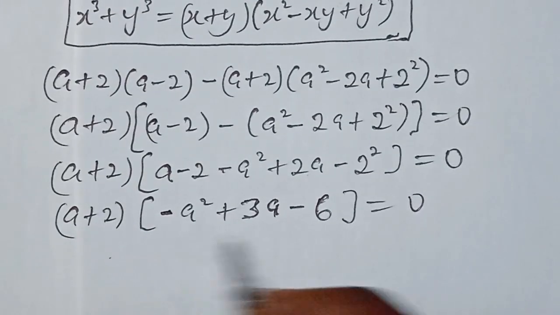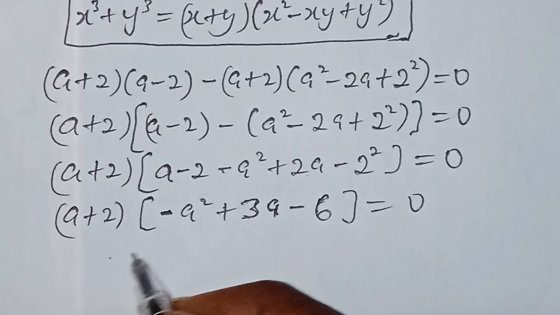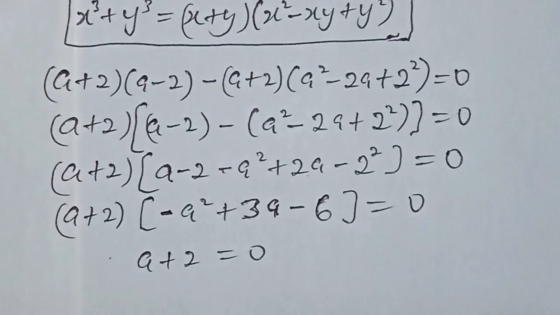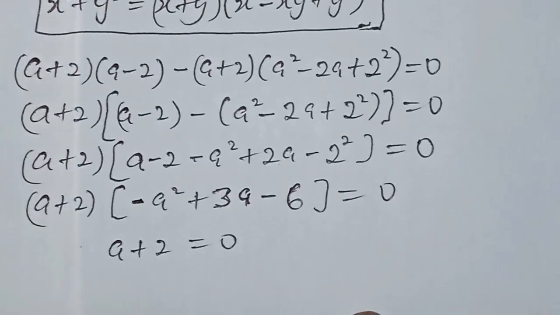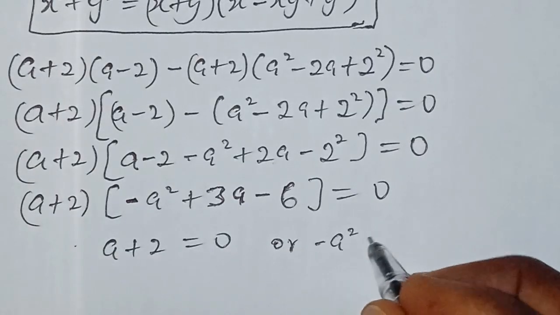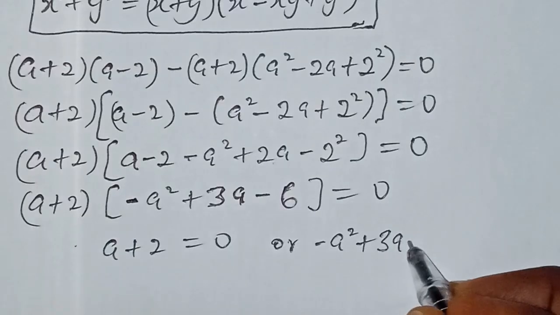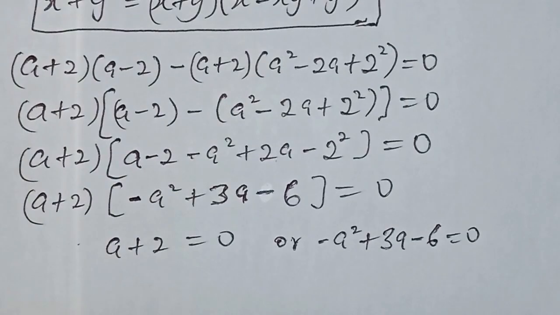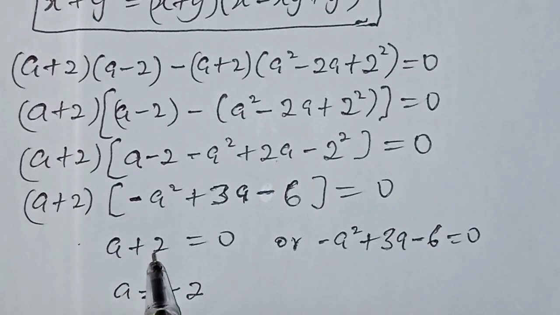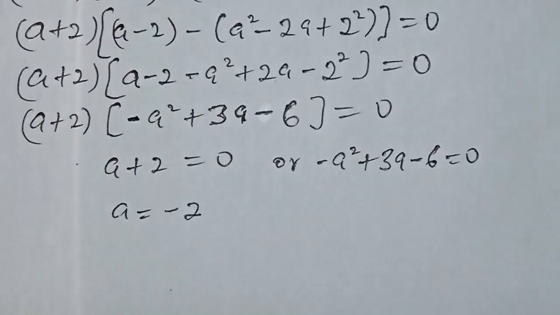So we now have to solve for the value of a here. For the first, we equate a plus 2 to 0, or minus a squared plus 3a minus 6 to 0. So we solve for the value of a. a plus 2 equal to 0 becomes a equal to minus 2 if we subtract 2 from both sides. So we have the first value of a.